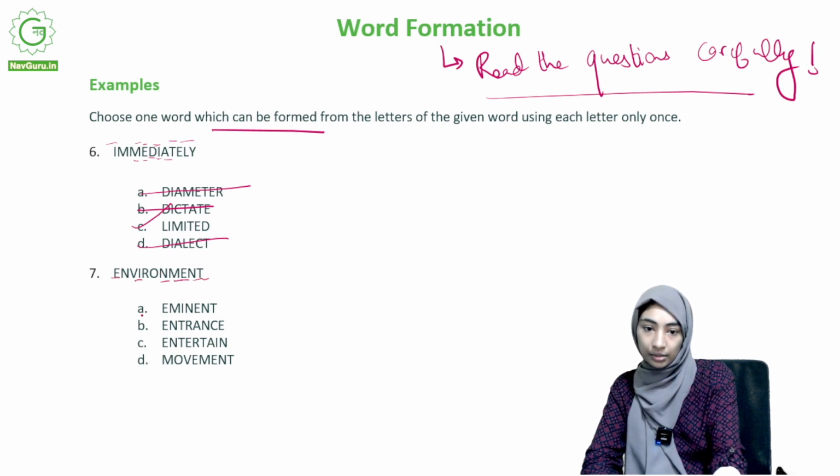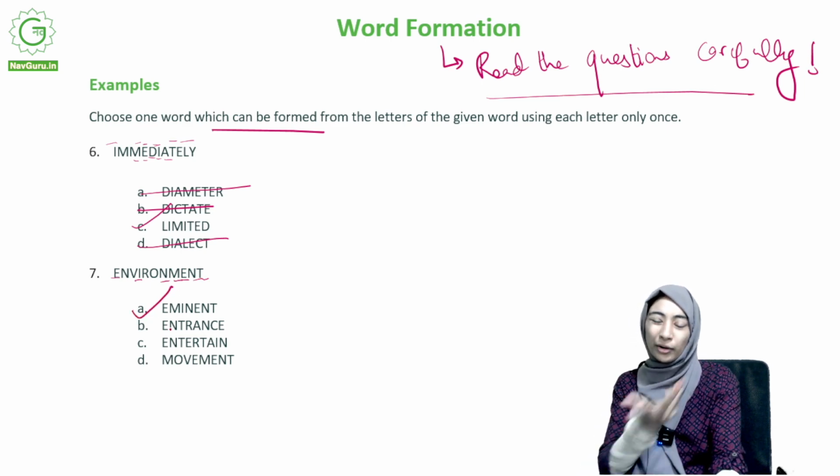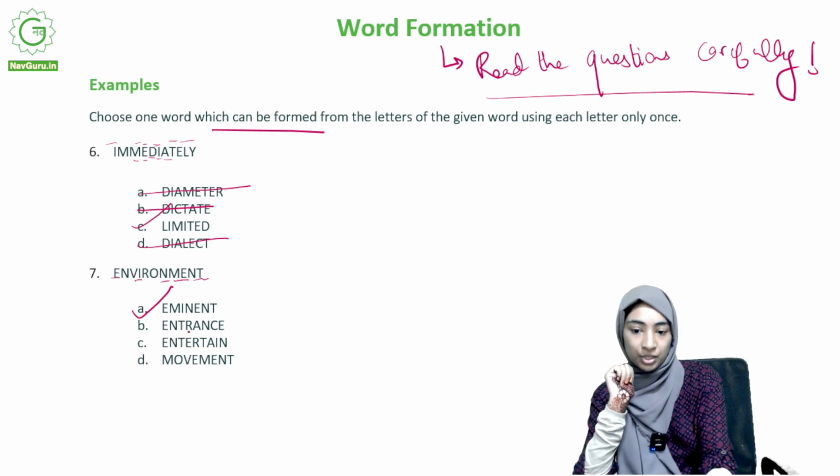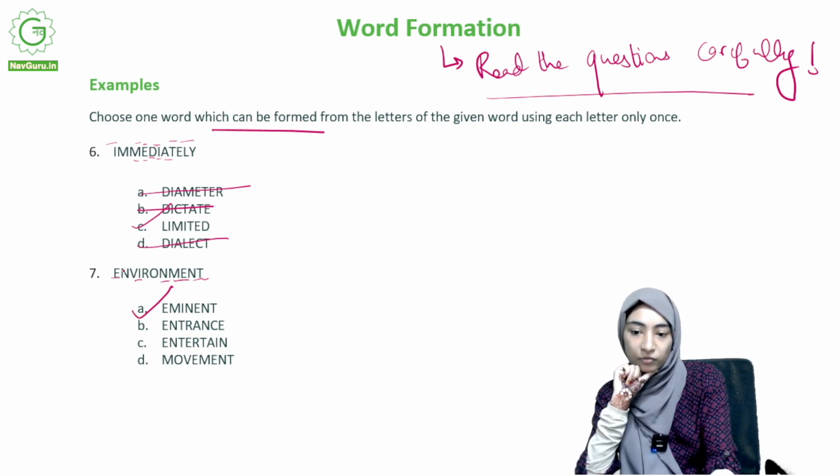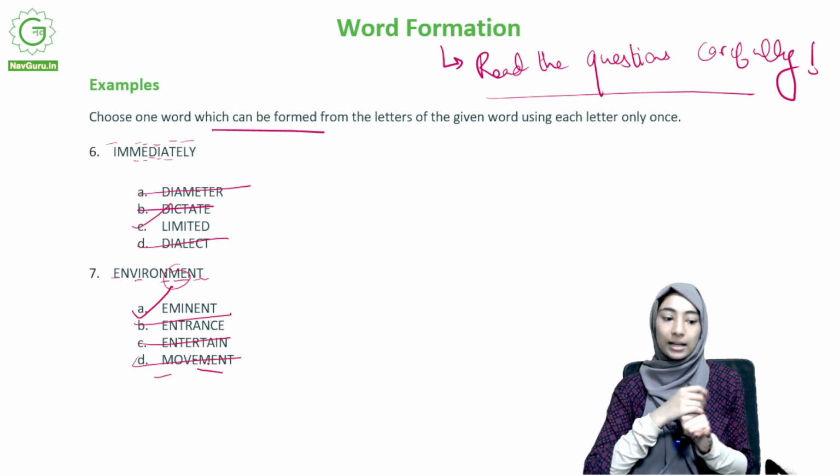Eminent works. It can be formed, right? So just cross check me, just one or two, to make sure that those are not right. Can entrance be formed? ENTR, you don't have an A, so no. Entertain, you don't have an A, so again no. Movement, you need two M's for movement, you only have one M, so again it's a no. So eminent is the right answer.